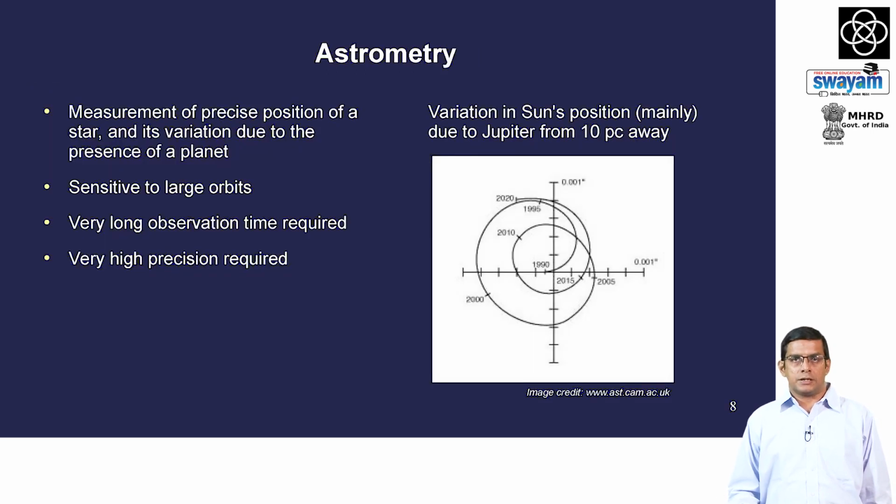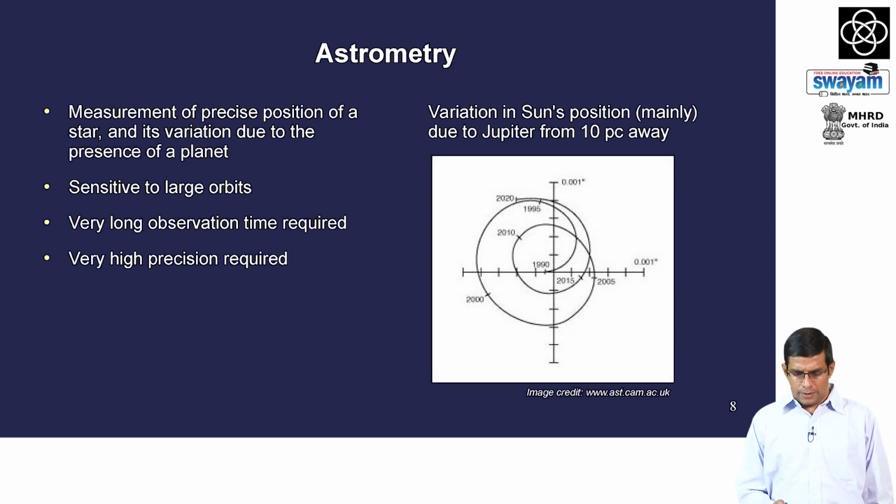The next method is astrometry. This is the measurement of the precise position of a star and its variation due to the presence of a planet. As a planet orbits around a star, it causes the star also to wobble a bit, because the center of mass of the star does not coincide with the barycenter of the star-planet system. If we can measure the position of a star on the sky very precisely over a period of time, then this measurement can indicate the presence of a planet.